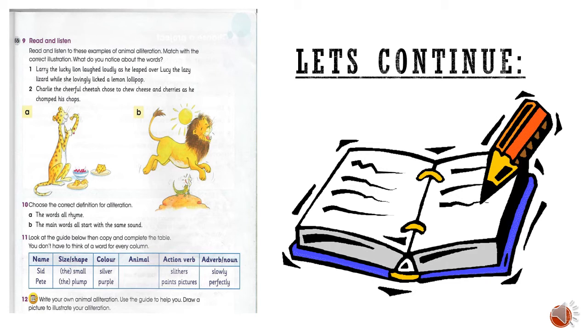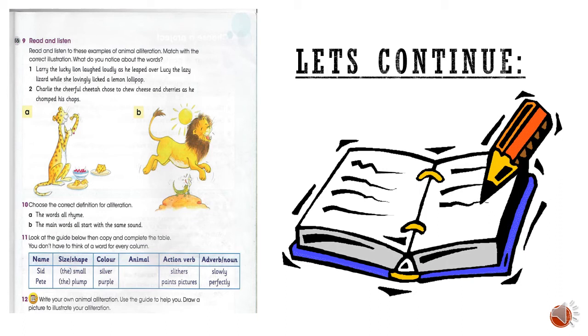So number 1, please, while I read the illustration, notice and listen to me carefully. You will find that there is like a rhyme in this sentence. Okay, so number 1: Larry the lucky lion laughed loudly as he leaped over Lucy the lazy lizard while she lovingly licked a lemon lollipop.